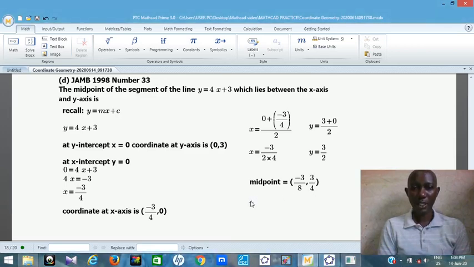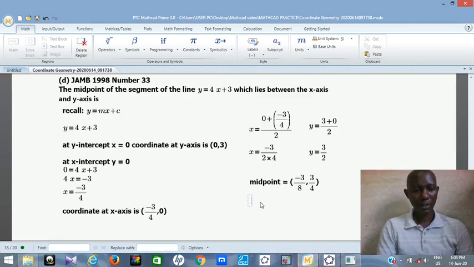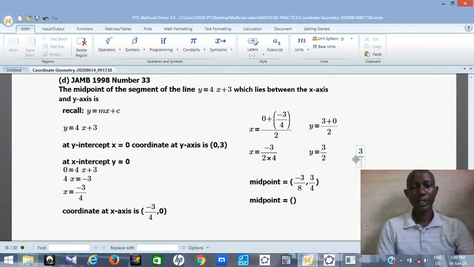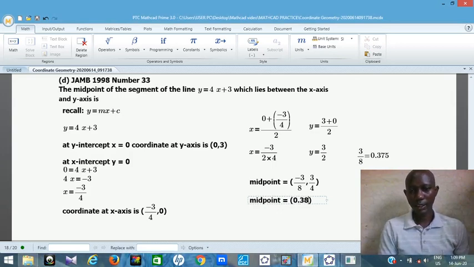You can put it in decimal. It depends on how the question comes. So let me put it in decimal. The midpoint will now be equal to, so if I divide 3 divided by 8, let me maintain two decimals, you are going to have 0.38, that is minus 0.38. This is minus 3 over 8.